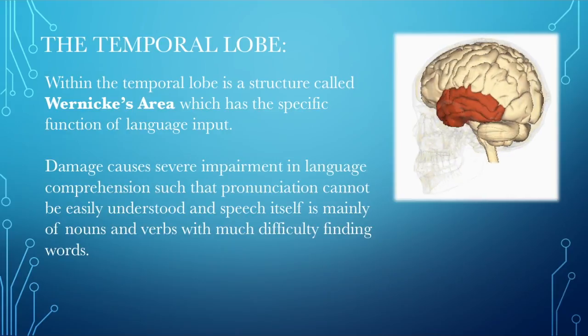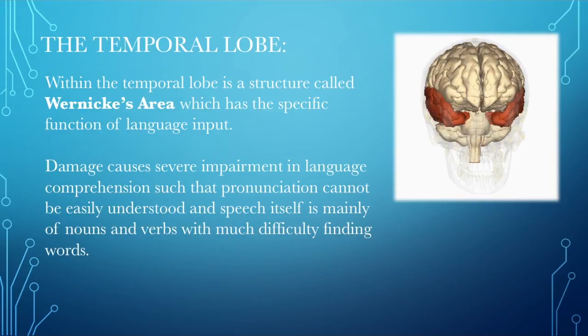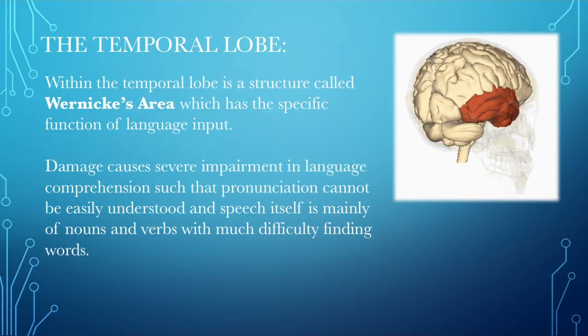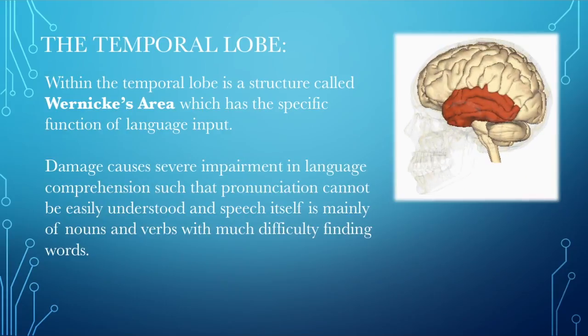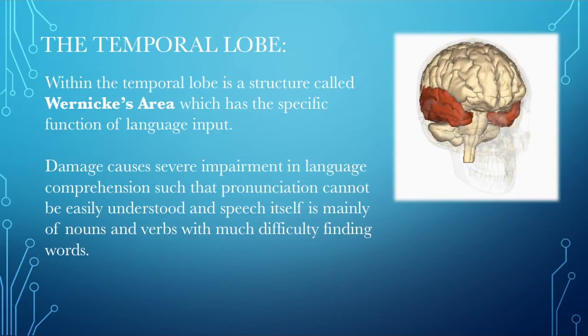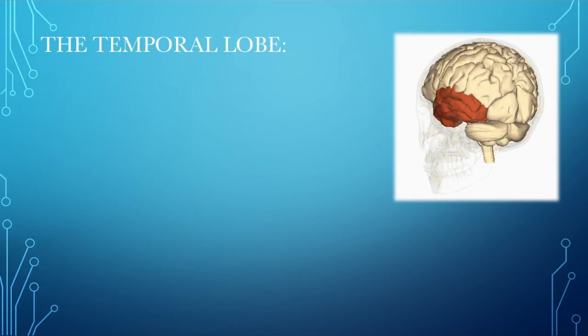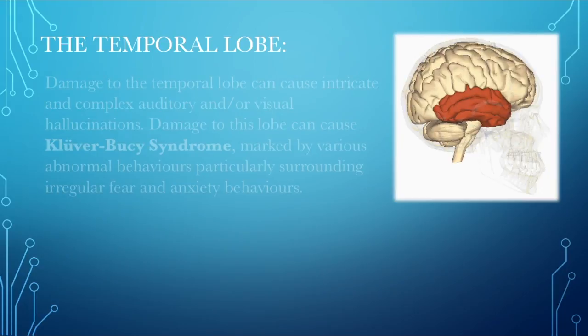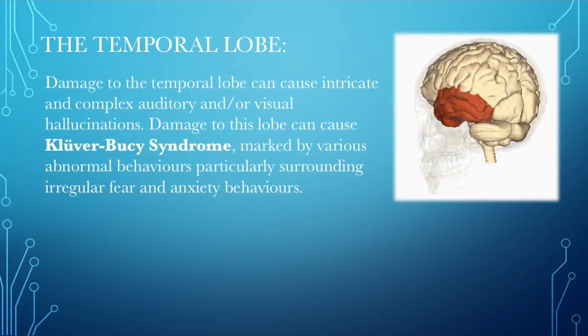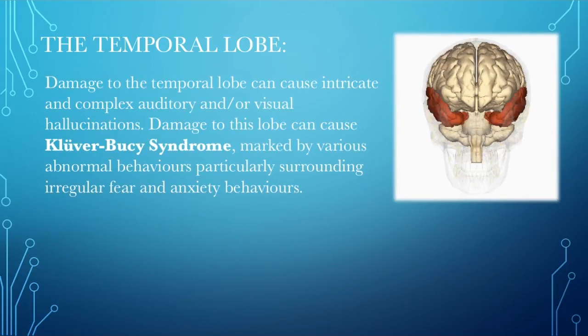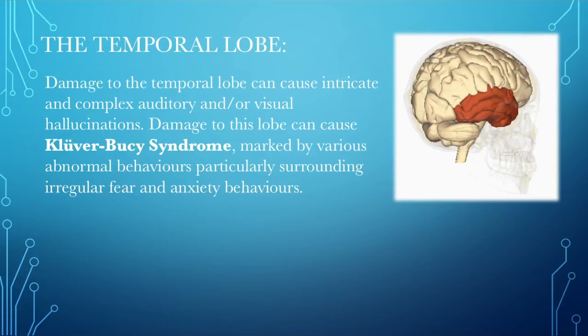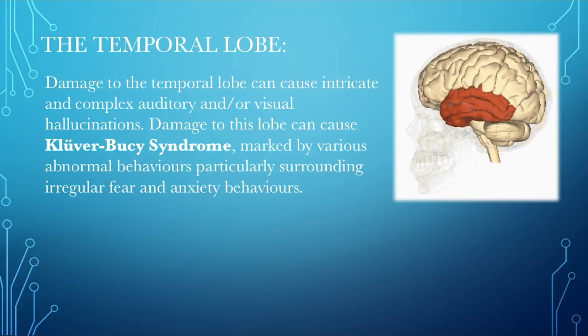Damage to Wernicke's area causes severe impairment in comprehension of language, such that pronunciation cannot easily be understood, and speech itself consists mainly of nouns and verbs, with much difficulty in finding words. Damage to the temporal lobe can cause intricate and complex auditory and/or visual hallucinations. Damage to this lobe can also cause Kluver-Bucy syndrome, which leads to various abnormal behaviors such as irregular fear and anxiety behaviors.